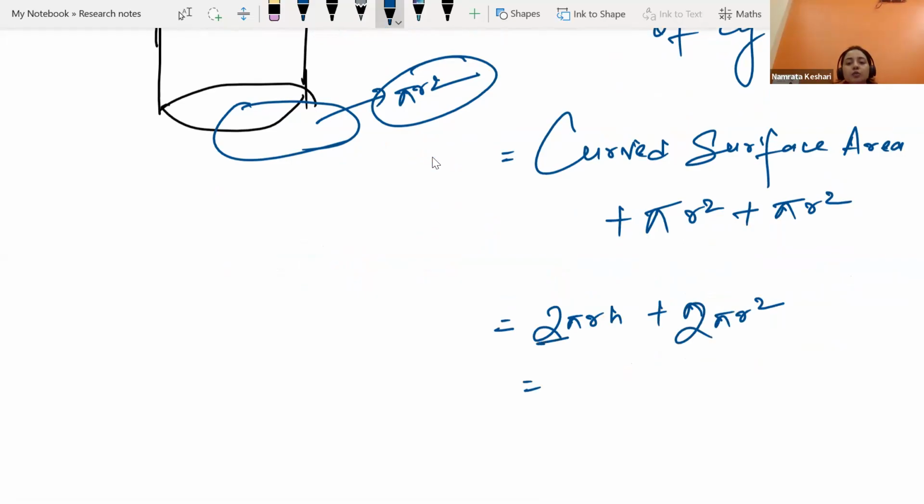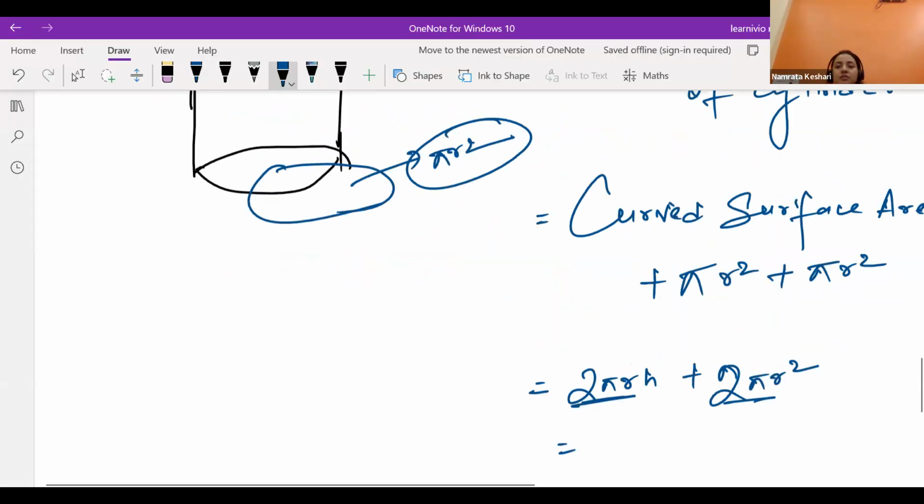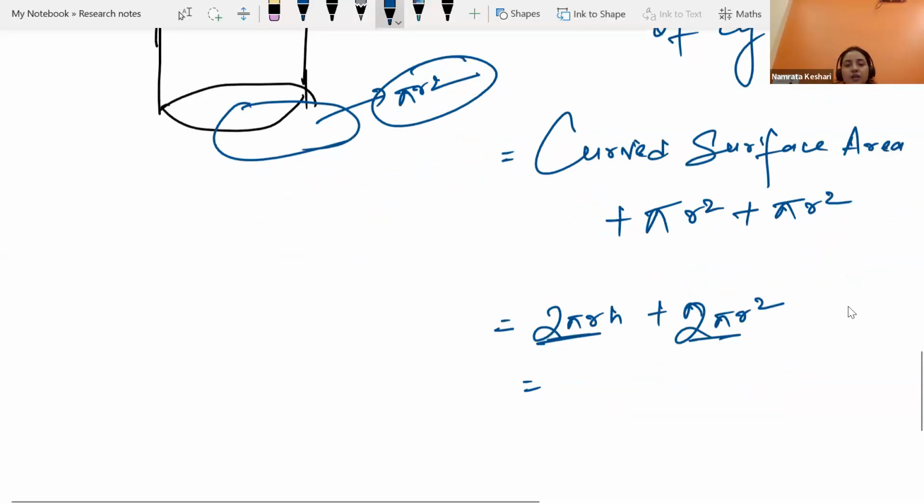Now, what we'll be doing? 2 pi, we can take out common. R also. Yes or no? What can be taken out as a common factor? Anyone? From these two terms, only r. 2 pi r we can take out common. And what will be remaining in the bracket? Please tell me. Plus h. h plus r. Yes, h plus r.